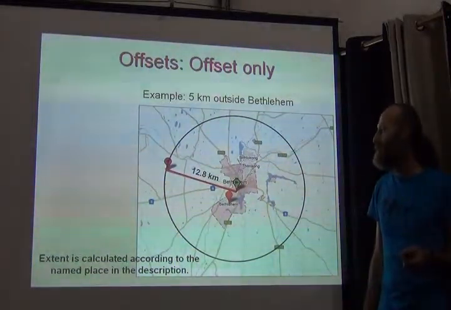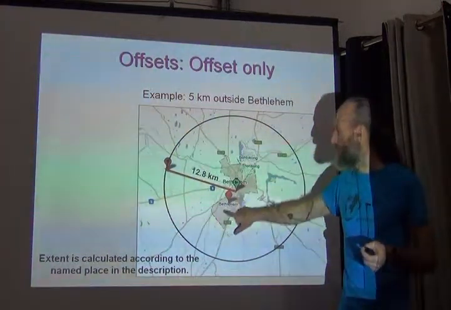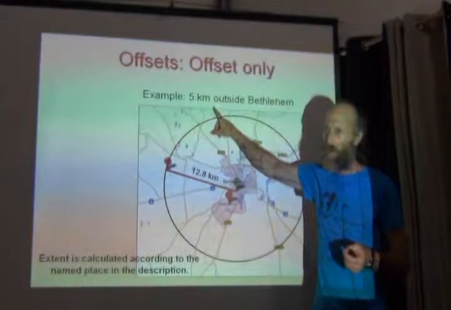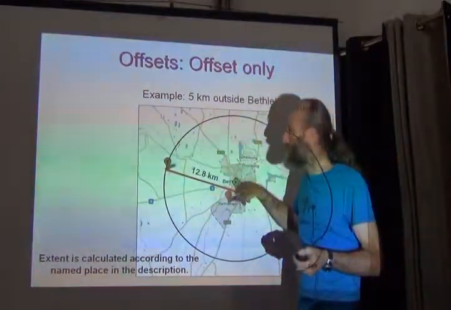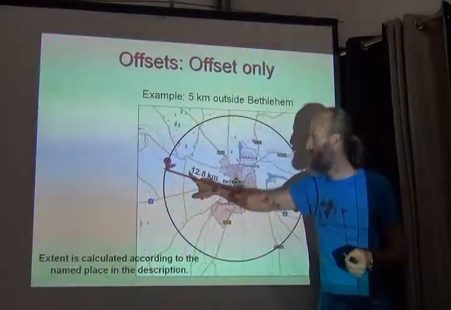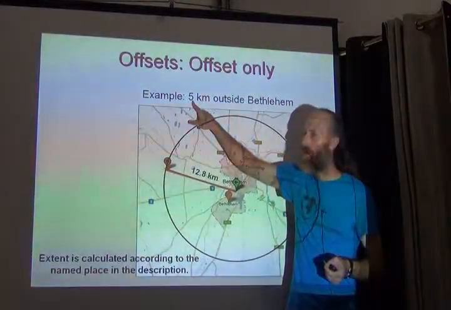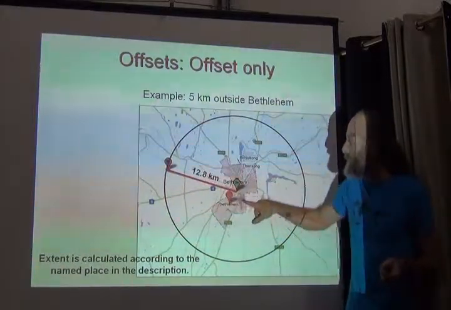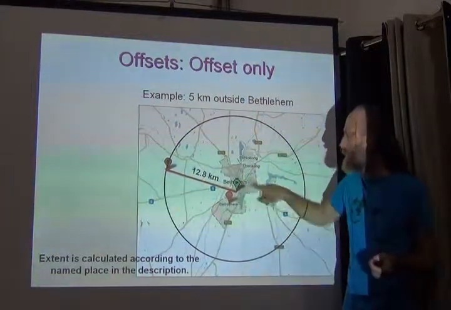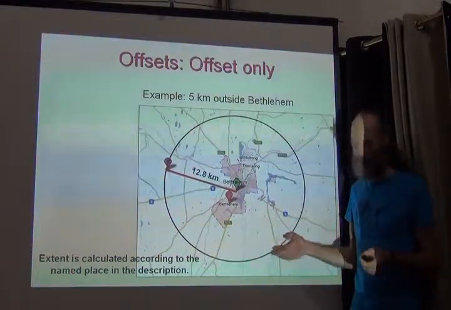Don't know which way. So what we do is we calculate the extent of Bethlehem in the same old way, but in order to get the final result, we need to have a radius that adds 5 kilometers to that. So that's why here it's annotated to be 12.8 kilometers to this circle. 5 kilometers of it comes from here. The other 7.8 kilometers comes from the size of Bethlehem, because we may have started there or there or there. We don't know where in Bethlehem we started to go 5 kilometers. So that's that example.